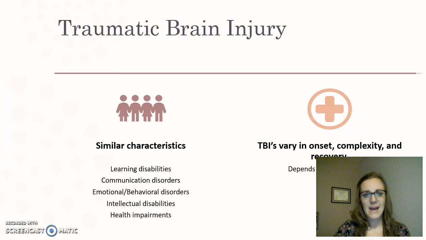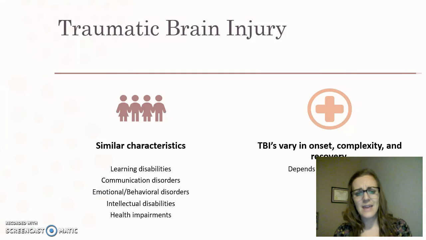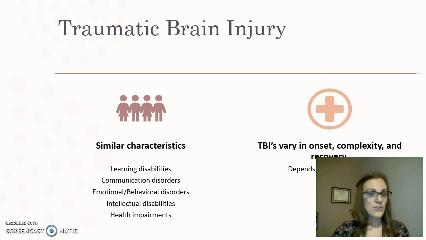The next exceptionality that I would like to discuss is traumatic brain injuries. I wanted to discuss them because they have a lot of similar characteristics with other exceptionalities that we have discussed throughout this course. They share characteristics with learning disabilities, communication disorders, emotional behavioral disorders, intellectual disabilities, and health impairments. And while they may share these things, not every person with a traumatic brain injury is going to have all of these characteristics. It's going to vary greatly from person to person.